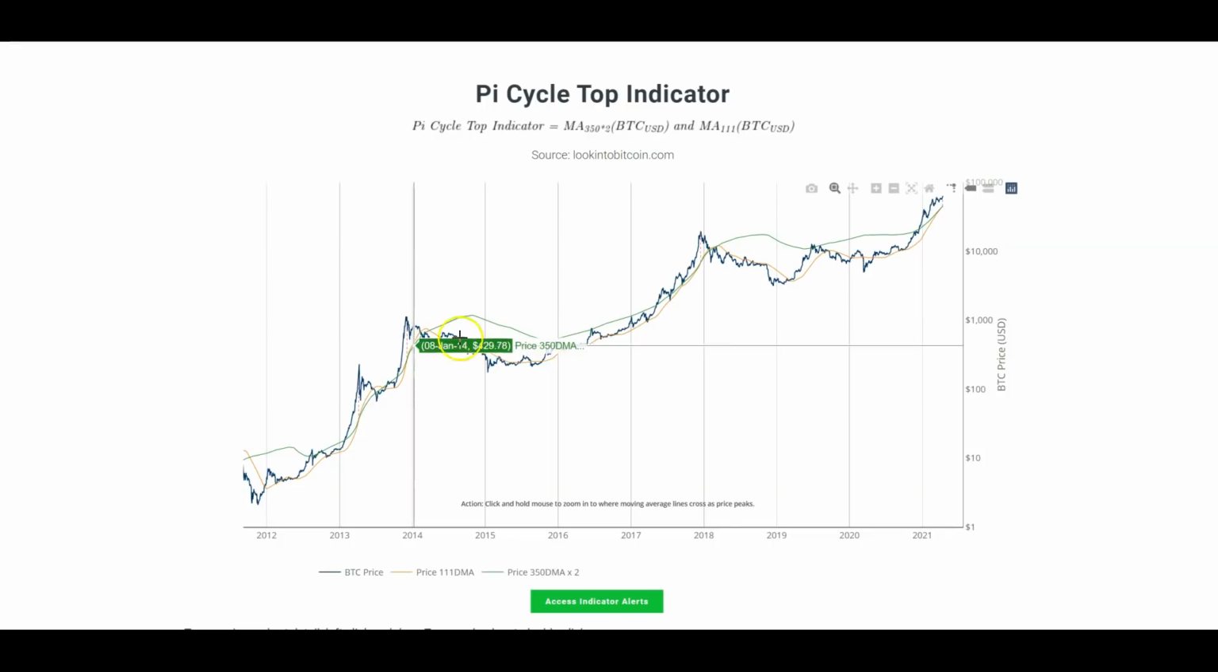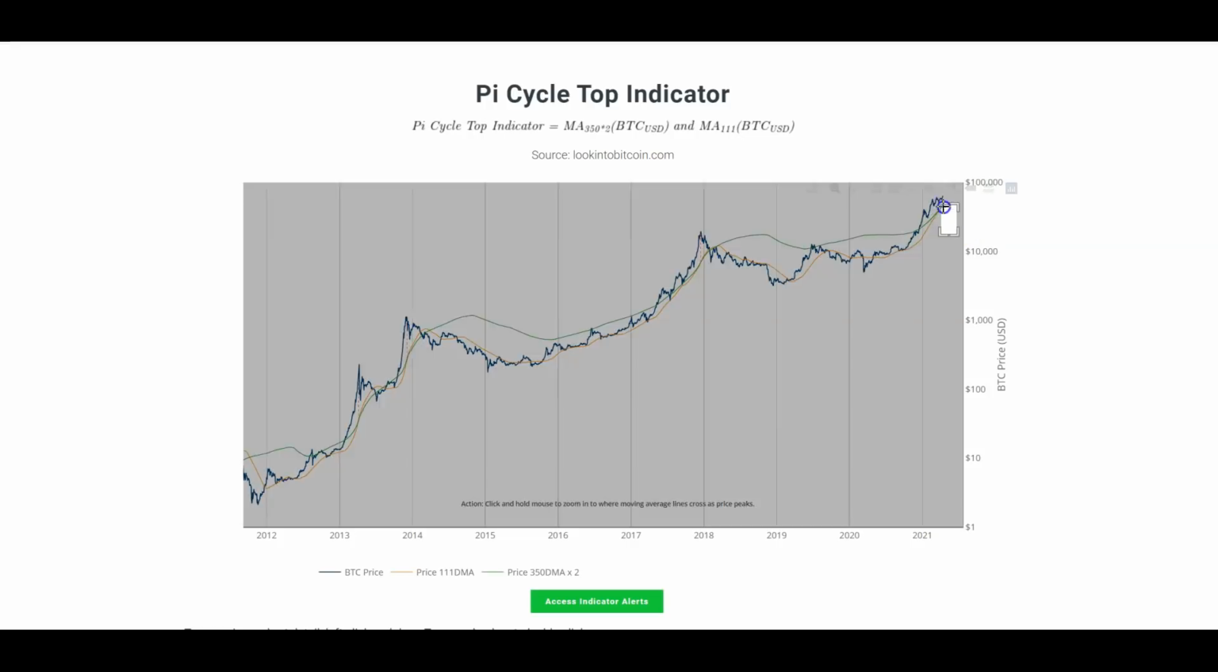Pi cycle top indicator. I headed this off at the pass last week when I broke this down and said, look, this indicator, ignore it. It's going to cross this week. Doesn't matter. I've seen maybe 1 or 2 people talk about it on Twitter. So for the most part, I think everybody's just distracted looking at other stuff. But it has crossed. I don't think it's a big deal.